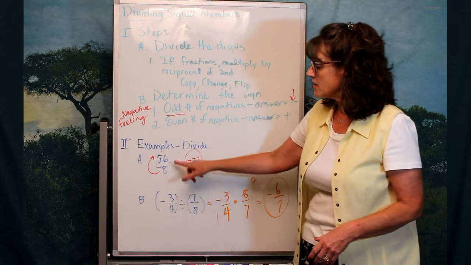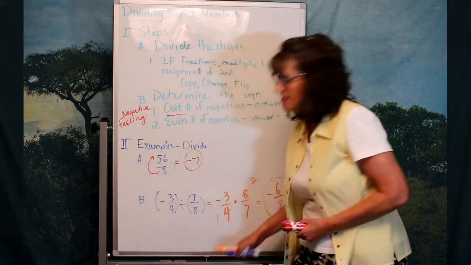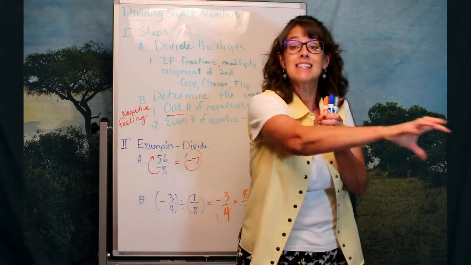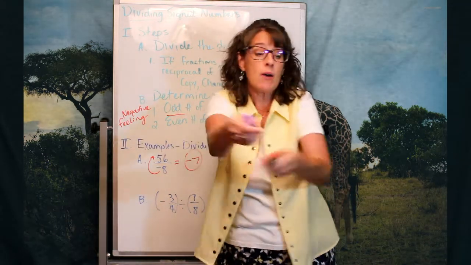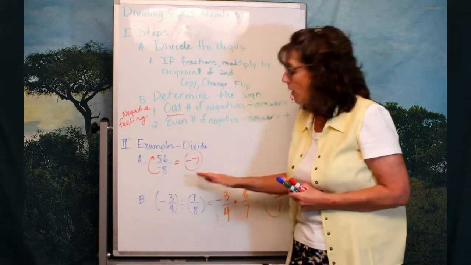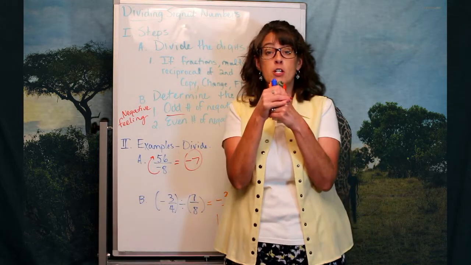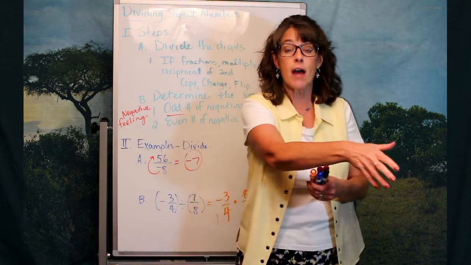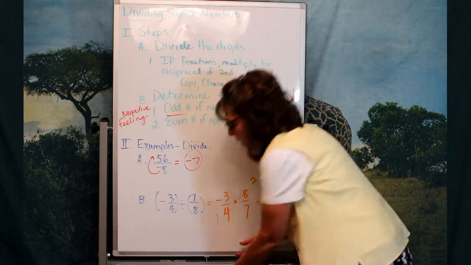So what this one says is I have 56 objects in my hand. It's almost like saying I've got 56 markers in my hand, and I'm going to place them into 8 sets. Well, if I have 56 markers in my hands and I'm going to spread them out into 8 sets, how many markers will be in each set? Well, I will have 7 markers in each set. So again, the numerator tells me how many objects are to be passed out. The denominator tells me how many sets are out there to receive the objects. Or I like to think how many people are out there to receive the objects.